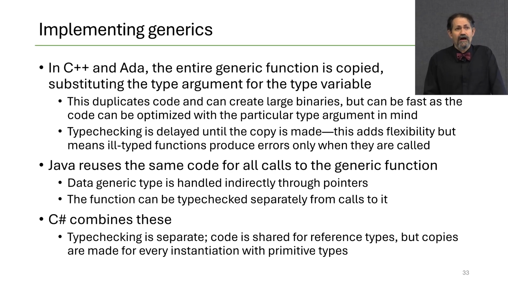Some compilers will make a hybrid where they'll do the Java-style checking early, but they might make copies of the generic function when it's useful to improve performance. C++ is an example of this strategy, although it generally shares code for reference types where you don't see a lot of those performance advantages, and makes copies for instantiation with primitive types where you typically do get larger advantages from making copies and optimizing those copies individually based on the type of the argument.